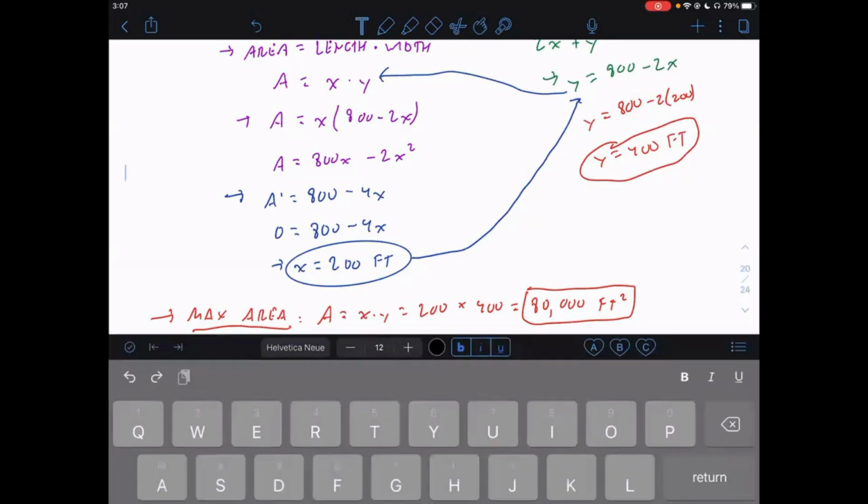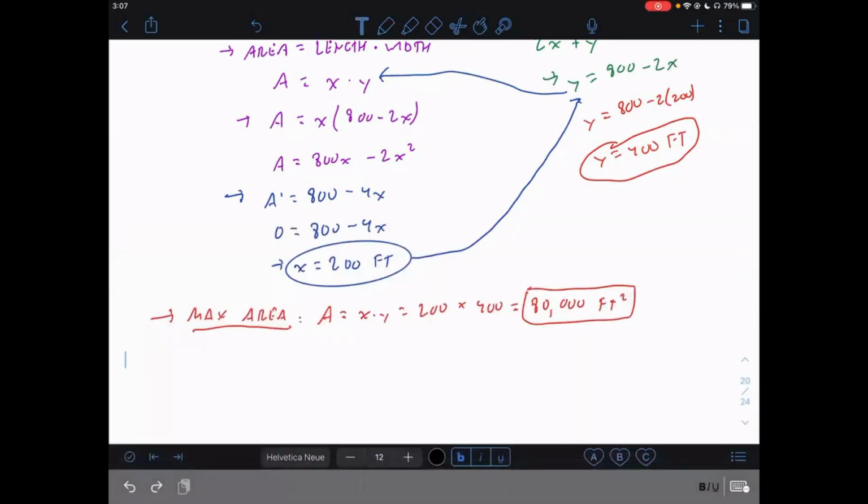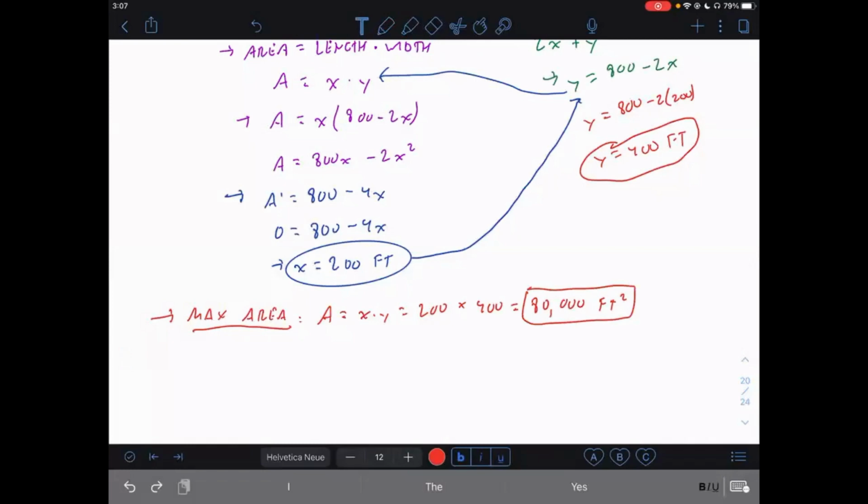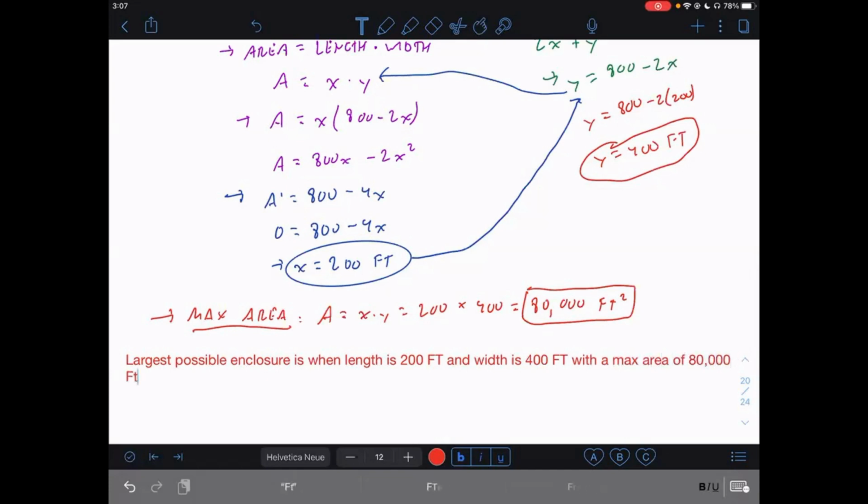Okay, let me summarize this here. The largest possible enclosure is when the length is 200 feet and the width is 400 feet, with a maximum area of 80,000 square feet.